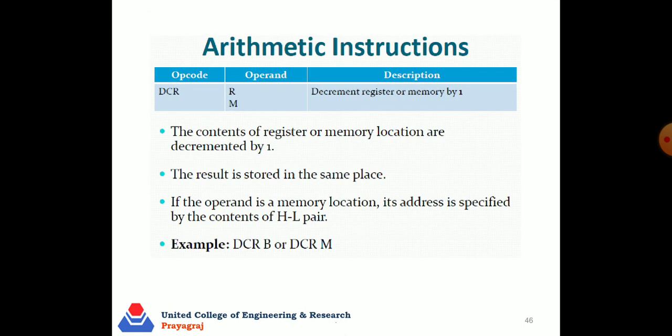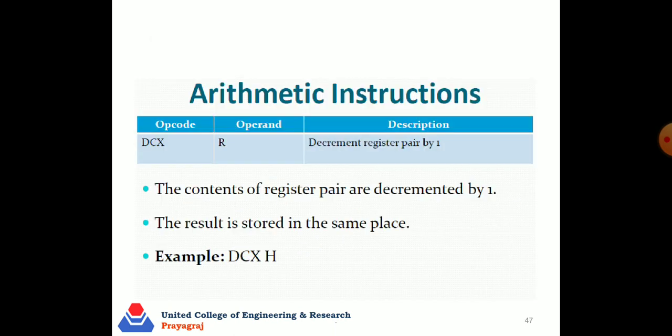Next, DCR. What is the meaning of DC? It is decrement. DCR means decrement register. So whatever the content of any register, it is decremented by 1. And DCX. DCX means DC is decrement, X means register pair. So whatever the content in any register pair, it is decremented by 1.